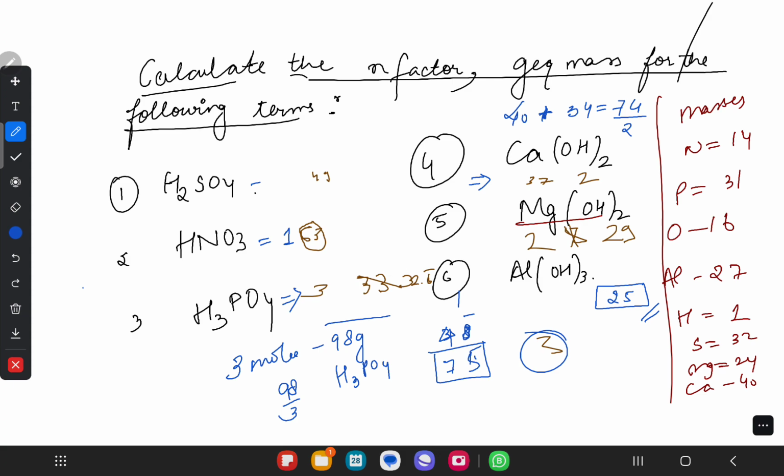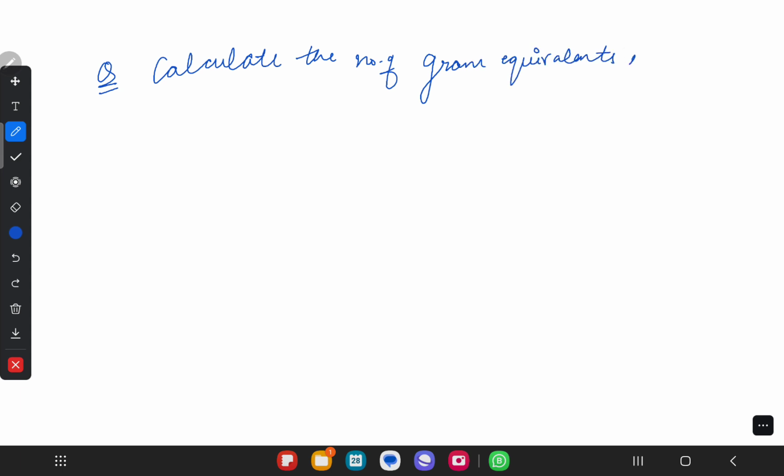Is that clear? Did you understand the point? Now solve this question fully. Calculate the number of gram equivalents of CaCO3 in 500 grams of CaCO3.